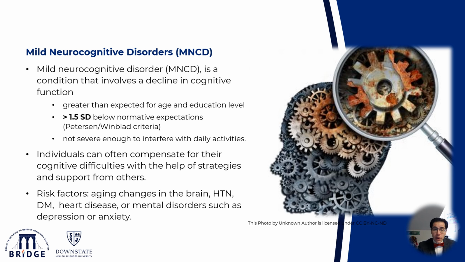And if we want to quantify it, we typically look at a deviation that is more than 1.5 standard deviation below the normative expectations. And it's not severe enough to interfere with daily activities, and that's a key criterion. Individuals can usually compensate for these difficulties with the help of some strategies and support from others, so they may require some reminders. They might write things down using lists, using technology to cover up for their mild deficits. And a key component here again is that it should not interfere with their daily activities.